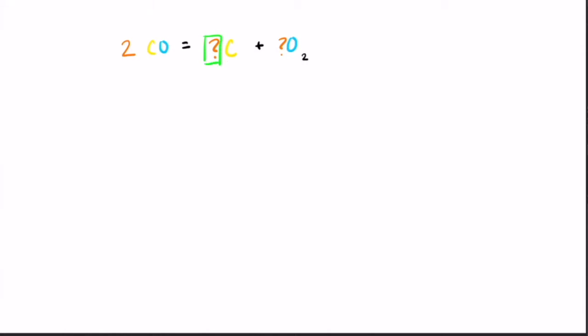This is the second equation. Solve the second problem for the coefficients of C and O2. In the second problem, the letters stand for different types of elements. H stands for hydrogen, O stands for oxygen, and H2O stands for water, or the product of hydrogen and oxygen. O still stands for oxygen, but C stands for carbon.